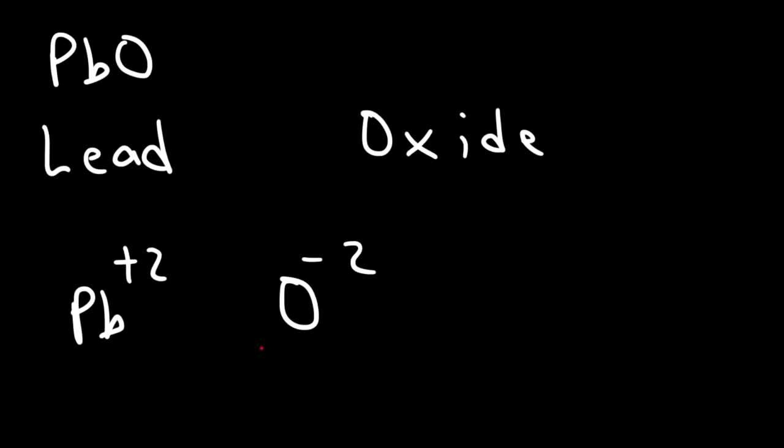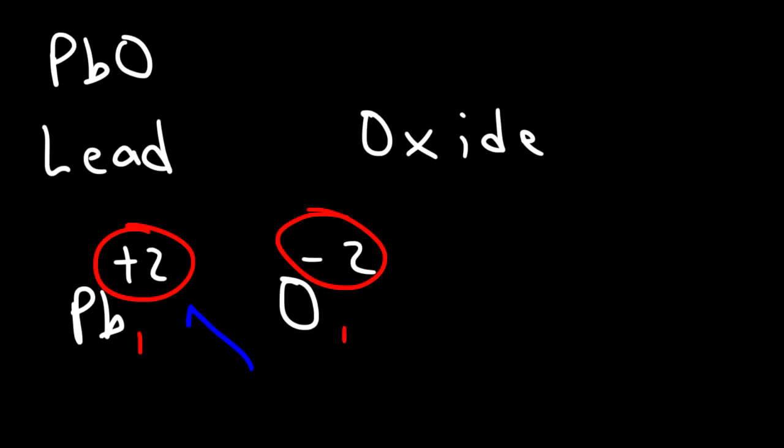We only have one oxygen ion and one lead ion. So because we have one of each, the charges have to have the same magnitude, but the opposite sign. So now that we have the oxidation state of lead, we can write the name. So this is called lead 2 oxide, since it has a +2 charge.